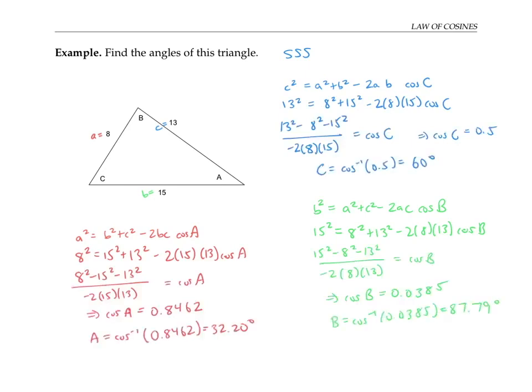Notice that my three angles, 32.20 degrees, 87.79 degrees, and the third, add up to just almost 180 degrees. The difference is just due to round-off error. In fact, I could have saved myself some work by just finding the measure of angle C and the measure of angle A and then subtracting them from 180 degrees to get the measure of B.